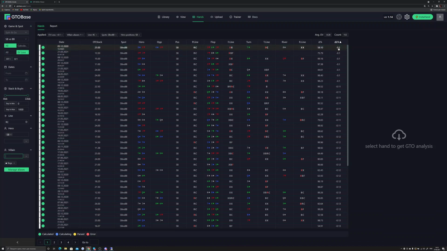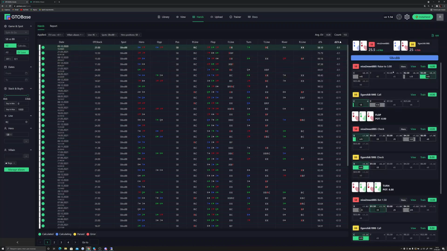Okay, so I filtered for all the mistakes that are minus 0.1 and higher, and of course we can also filter for the biggest mistakes first, but those biggest mistakes are usually just misclicks. So to not waste any time, I filtered for mistakes that are not very big, but are still mistakes according to GTO.